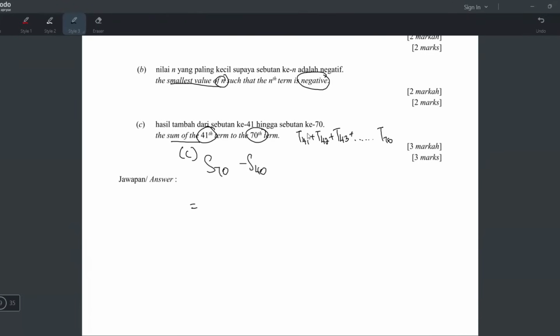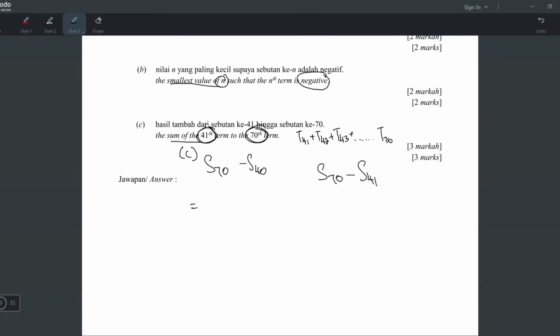Because T41 plus T42, you're finding the sum, right? So what you can do is you find the sum of the first 70 terms first, and then you subtract the first 40 terms. Then the remaining balance would be the answer. Some students will make this careless mistake. When they read the question, 41 to 70, some might go and do S70 minus S41. If you do like that, it's wrong already.